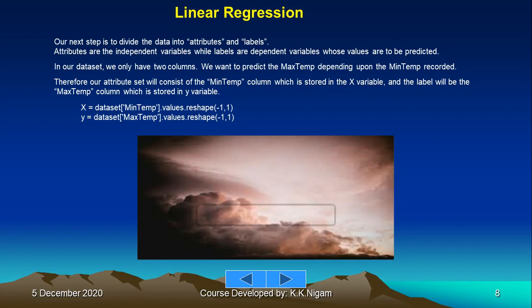Now the next step is to divide the data into attributes and labels. Attributes are the independent variables, while labels are the dependent variables whose values are to be predicted. In the data set, we have only two columns. We want to predict the maximum temperature depending on the minimum temperature recorded. Therefore, our attribute set will consist of the minimum temperature column, which is stored in the X variable, and the label will be the maximum temperature column, which is stored in the y variable. So you can see that X is equal to dataset MinTemp .values.reshape(-1,1), and similarly y is dataset MaxTemp .values.reshape(-1,1).